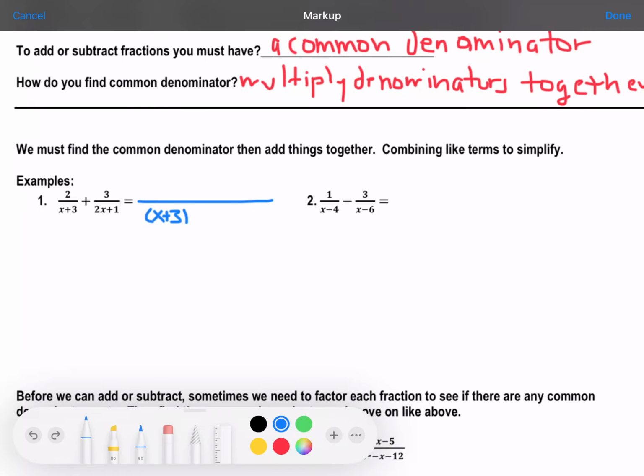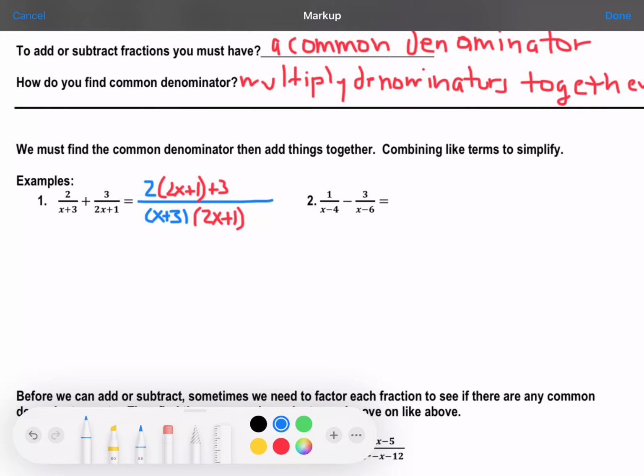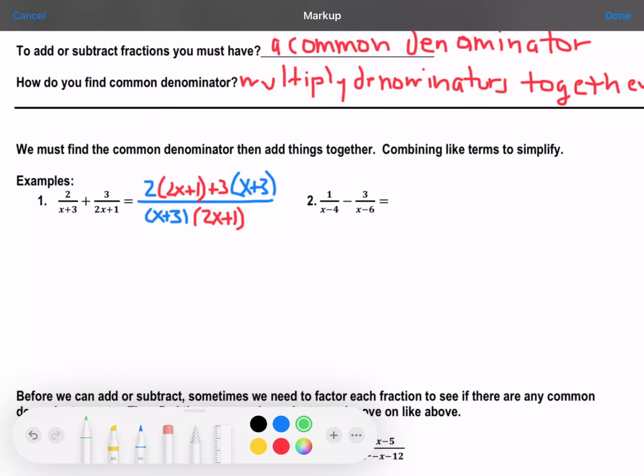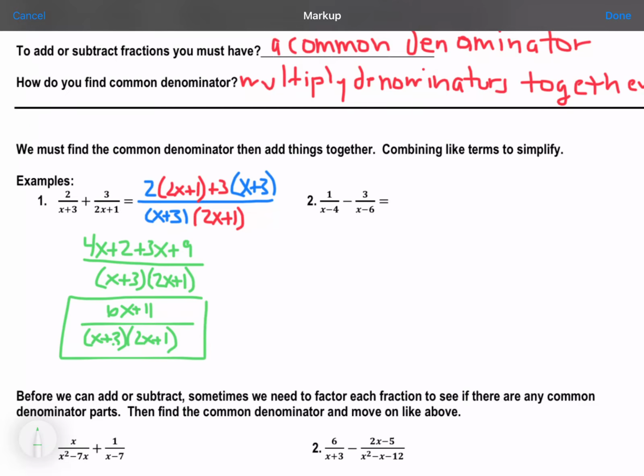So hold on, let me do this. We need to multiply the 2 by what it was missing, the 2x plus 1. That's what its denominator is missing. And we need to multiply the 3 by what it was missing, the x plus 3. And so now we can combine those into 4x plus 2 plus 3x plus 9 all over x plus 3 times 2x plus 1. And so we end up with 6x plus 11 over the same thing, x plus 3 times 2x plus 1. So that is number 1.